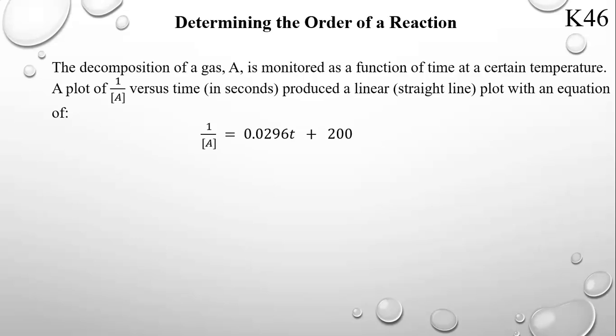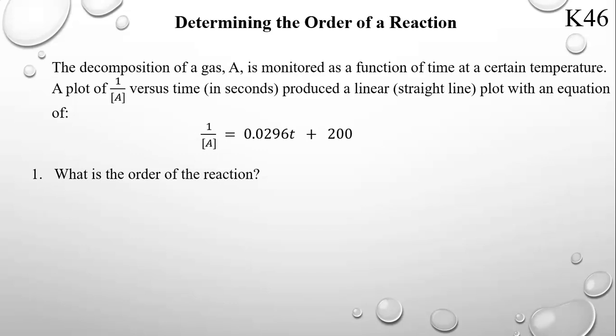Alright, so let's do a problem here. The decomposition of gas A is monitored as a function of time at a certain temperature. Again, the temperature has to be fixed. The plot of 1 over A versus time produces a linear straight line plot with the equation that you see there. So the question is, what is the order of the reaction?